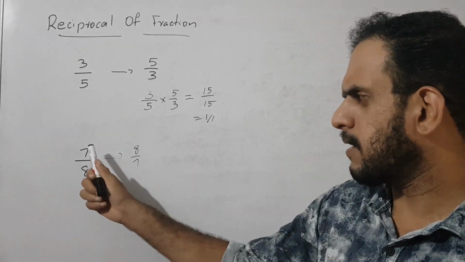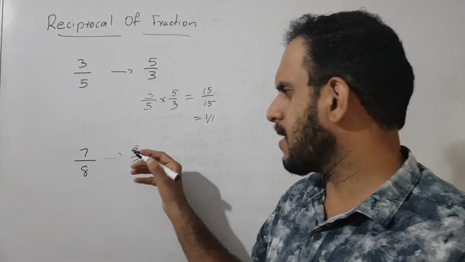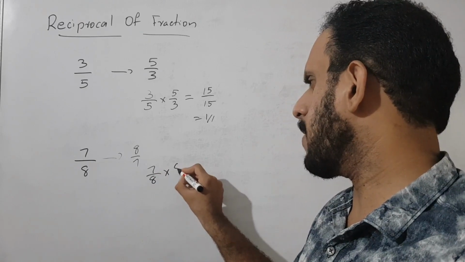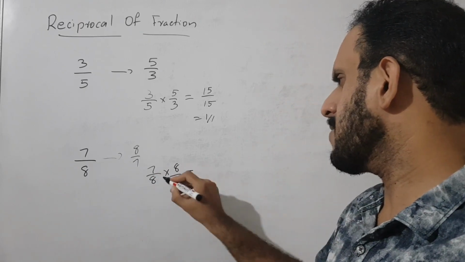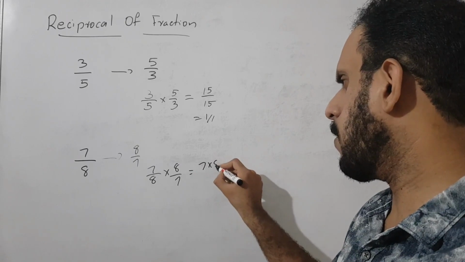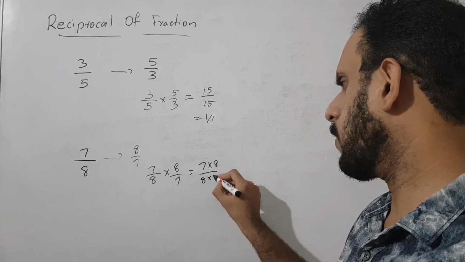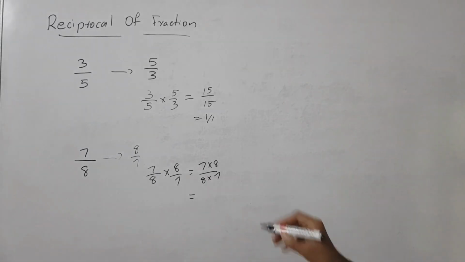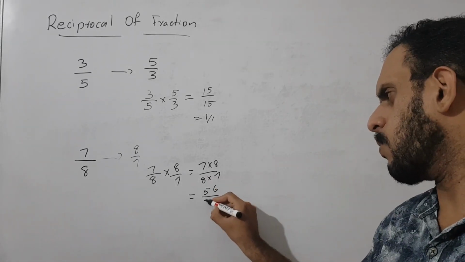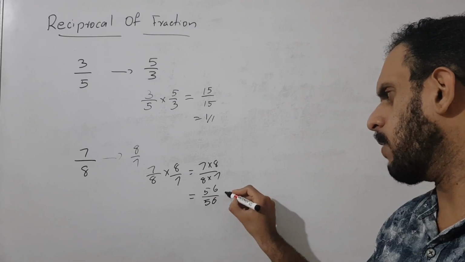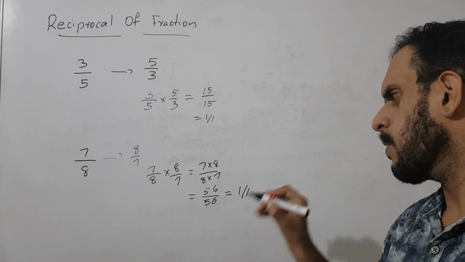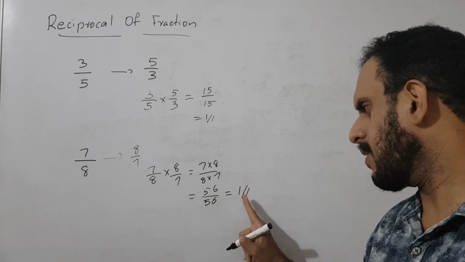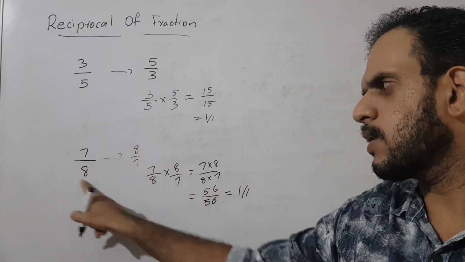Why are these two reciprocals? Because if you multiply 7 by 8 into 8 by 7, 7 into 8 is 56 by 8 into 7, which is also 56. 56 divided by 56 is 1. So if we multiply these two numbers and get the result 1, we conclude these two are reciprocals.